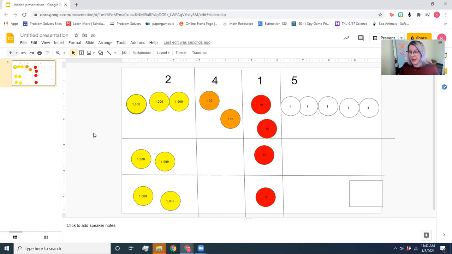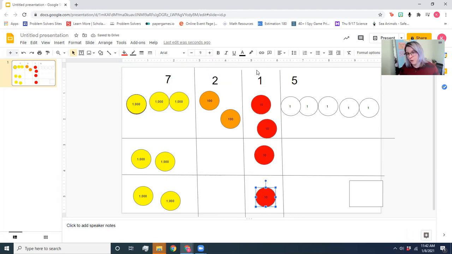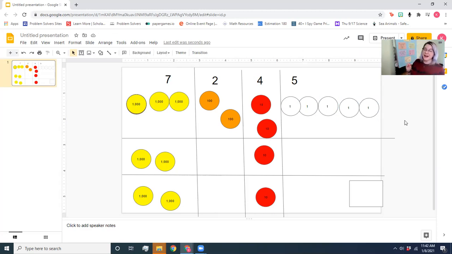Okay. So now that we're done regrouping, we can count all of the numbers in each place value. So we have 1, 2, 3, 4, 5, 6, 7 thousands. We have 2 hundreds. We have 1, 2, 3, 4 tens. And 1, 2, 3, 4, 5 ones. So our answer of 2,415 times 3 is 7,245. Now you might be talking to me like, Katie, that took a long time.